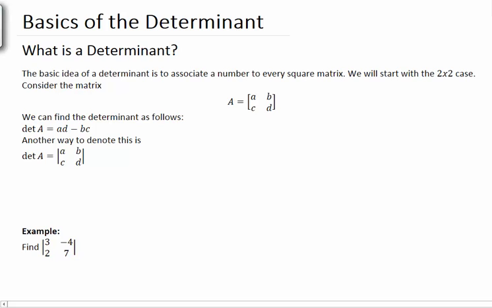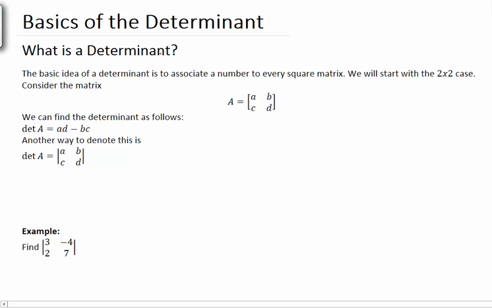So here we're going to talk about determinants and just kind of the basics of what they are. The main idea is we want to be able to associate a number to every single square matrix. And we'll start with the 2 by 2 case, and we've actually already considered it. So if we have this matrix, A, B, C, D, then the determinant is found by AD minus BC. This was found when we were calculating the inverse.